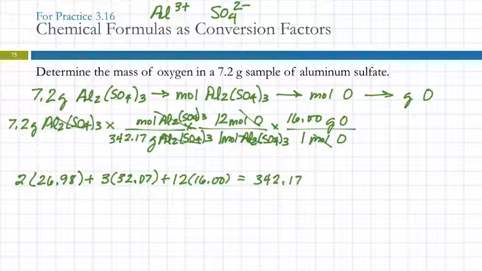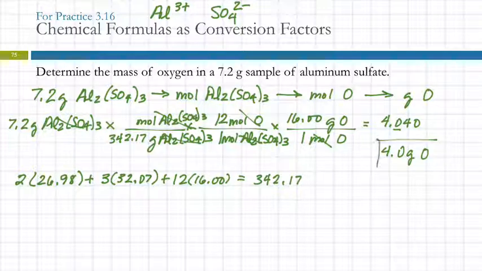We could argue about how many sig figs are in that number, but look at what we're starting with. There's only 2. It really doesn't matter here. Just write them down. At most, there's 1 extra. Okay, so 7.2 divided by 342.17 times 12 times 16. I should have 2 sig figs in my answer. There's 2 and 2 more digits. So 4.0 grams of oxygen in 7.2 grams of the compound.